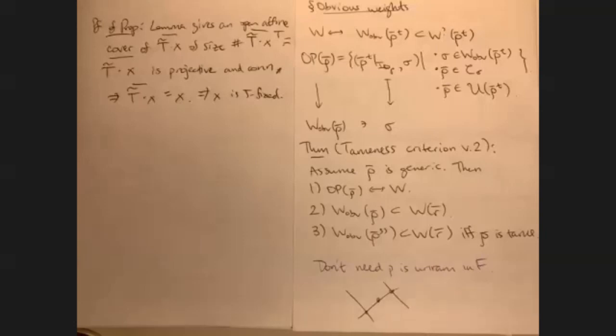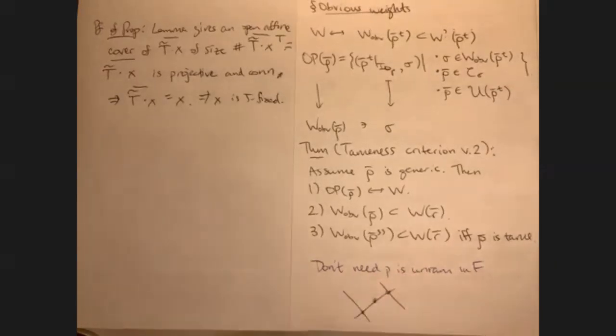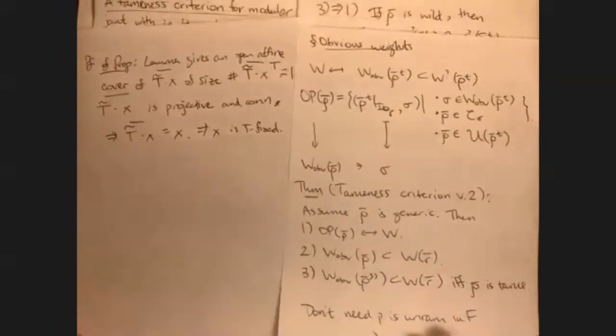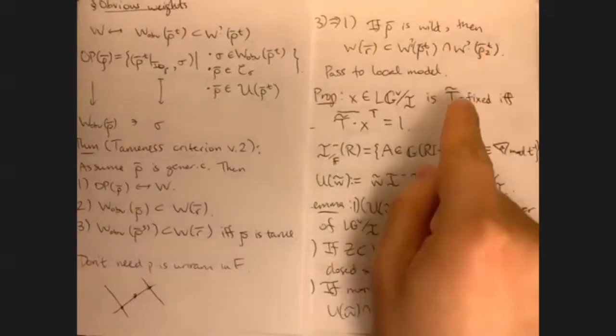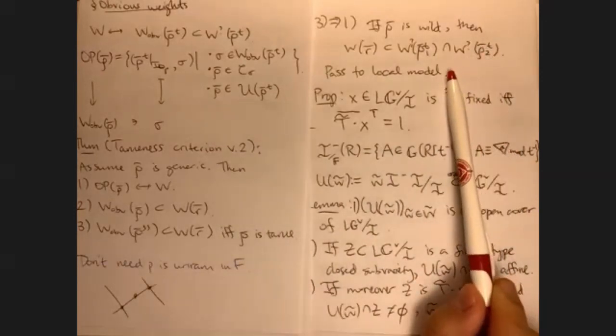Hi, Don. May I ask a question about the last page? Sure. So you said for the application from 3 to 1, if rho bar is wild, then you write W of rho bar is contained in W of rho 1 tame intersect with W of rho 2 tame. Maybe another page? Yeah, here. So what is rho 1 and rho 2?